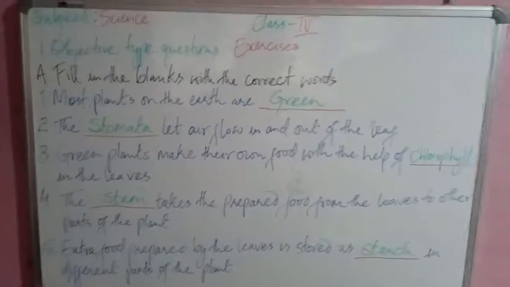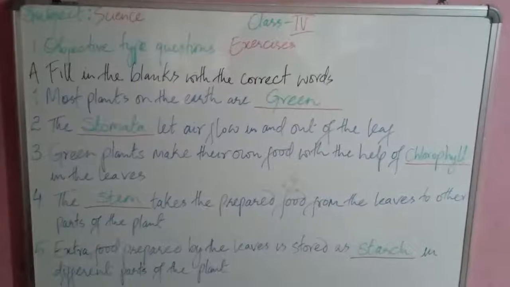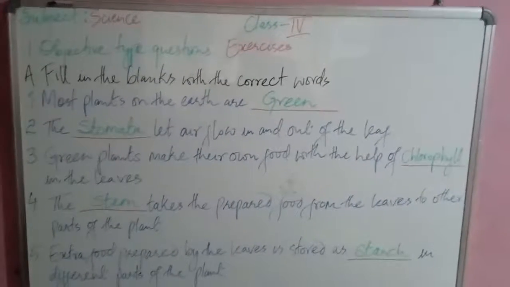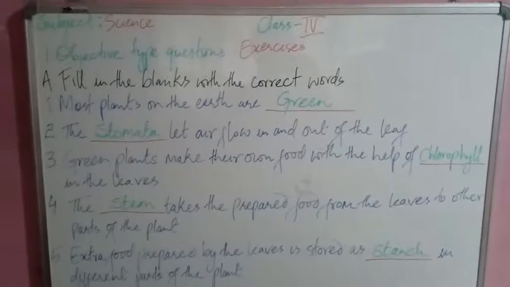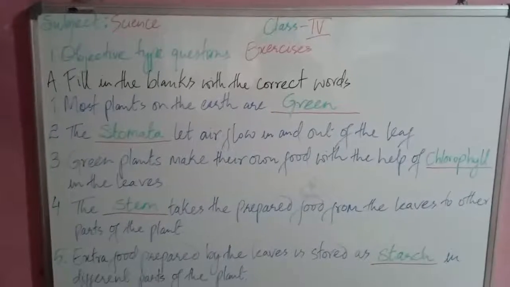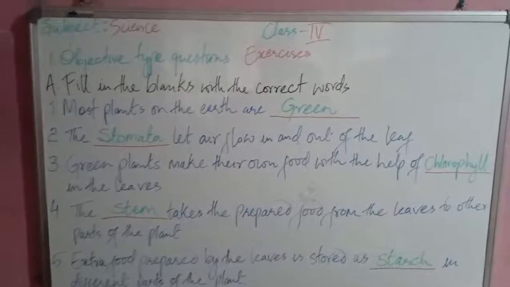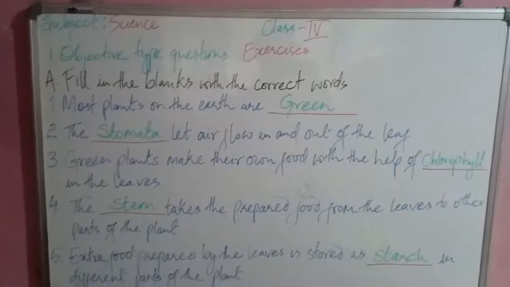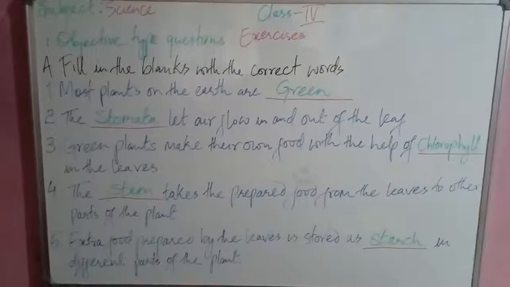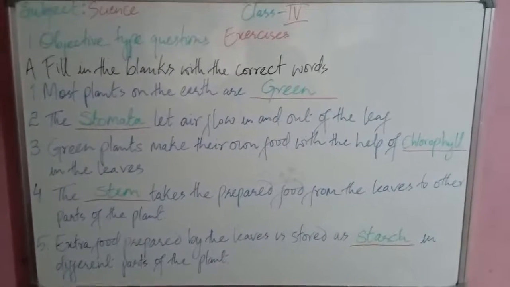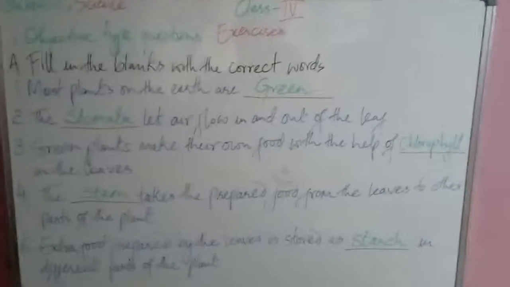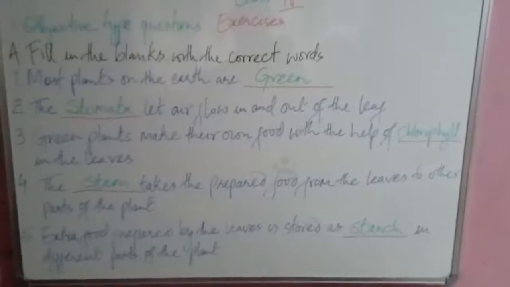So let's understand and fill in the blanks with the correct words. First question we have is, most plants on the earth are dash, and your options are green and non-green. So non-green is not the correct answer. Green is the correct answer.